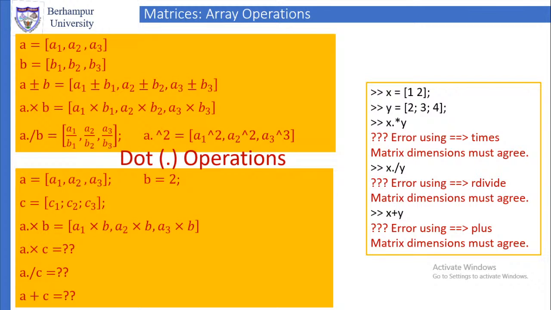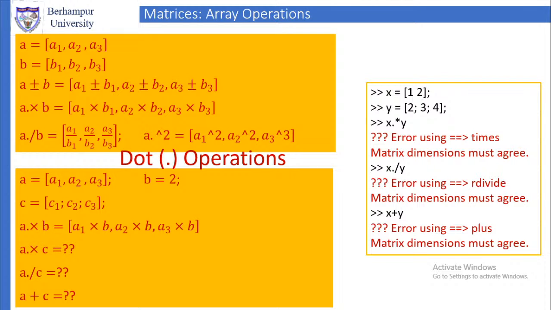A dot caret 2 means A1 square, A2 square, A3 square. Whereas if you write A caret 2 or A hat 2, that is A star A, so multiplication of two matrices. The dot version is the square of each element of the matrix.